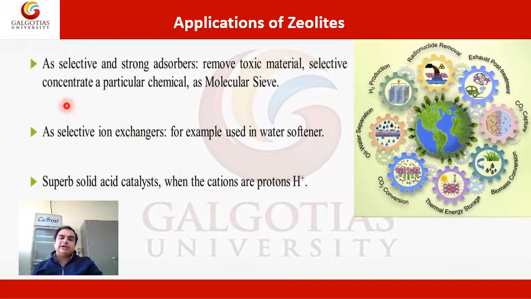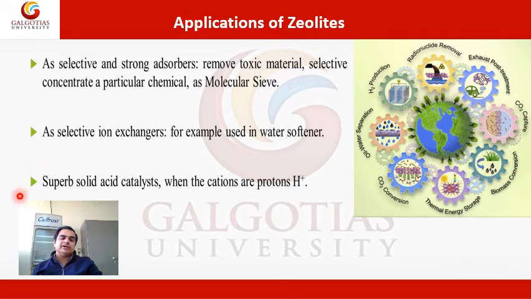As we know, zeolites can be utilized as selective and strong absorbers which can remove toxic materials. They can also be utilized to selectively concentrate a particular chemical, which is why they are known as molecular sieves. Zeolites can also be utilized as selective ion exchangers. For example, in water softening, as we discussed in the previous slide, they can replace their sodium ions with the positive ions of the hardness-causing salts. So they are also utilized as a material for the water treatment process.